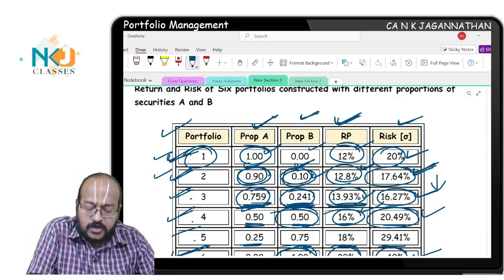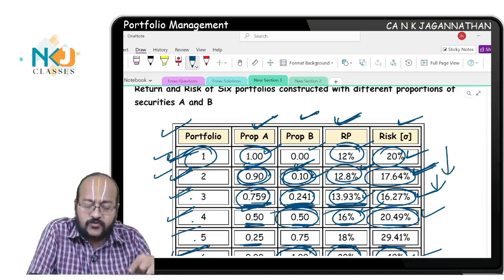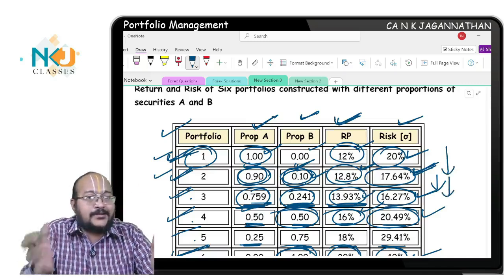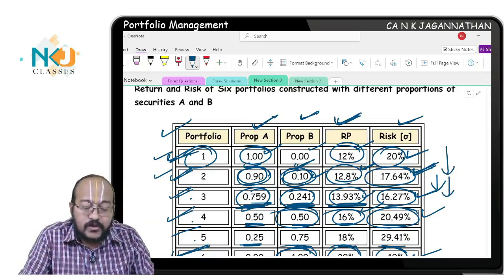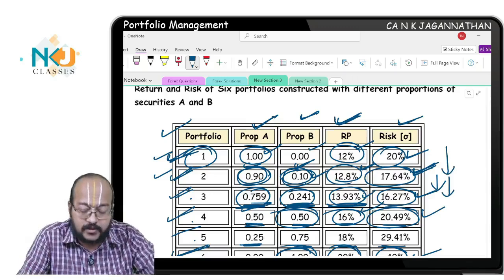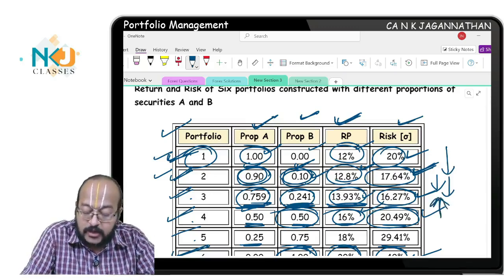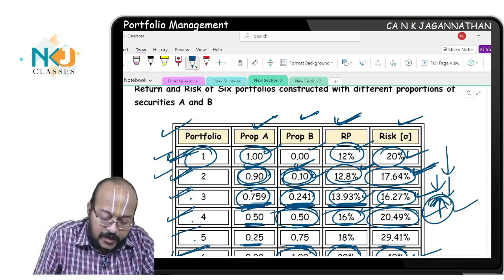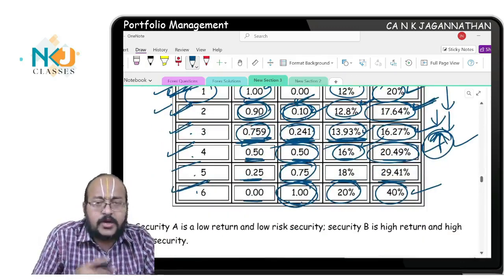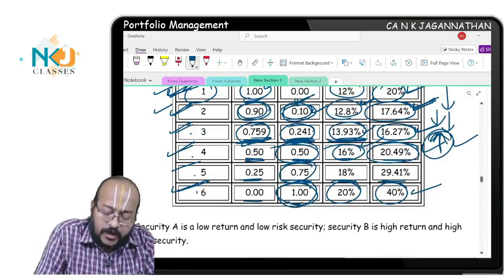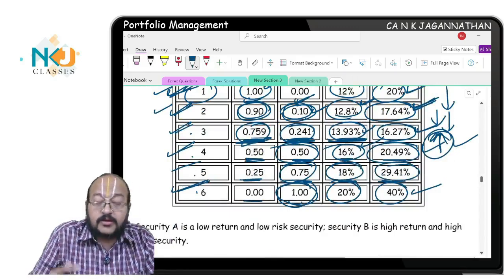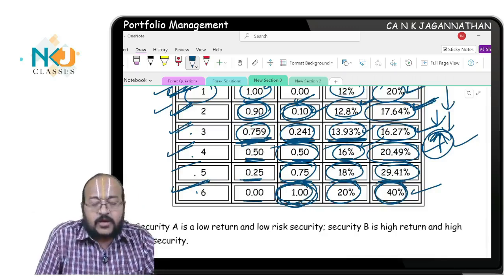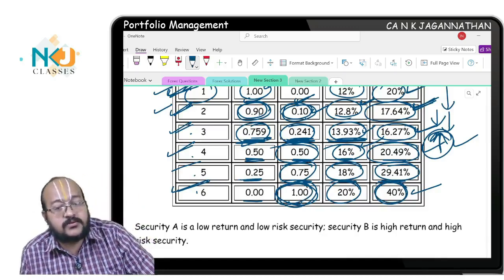The risk was reducing from 20%, it came down to 17.64. From 17.64, it came down to 16.27. Again I injected more, thinking it will reduce my risk even further. Now the portfolio risk increases instead of reducing. Again I increased my proportion of security B to 75%. Again return increases, but risk further increases. Then if I invest the entire amount, the risk will be nothing but security B's risk, 40%.